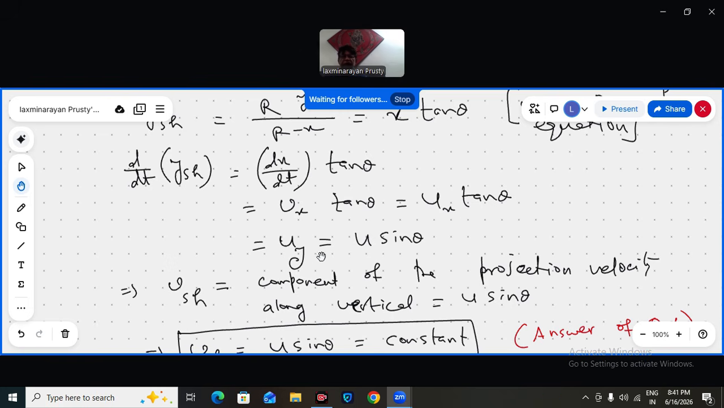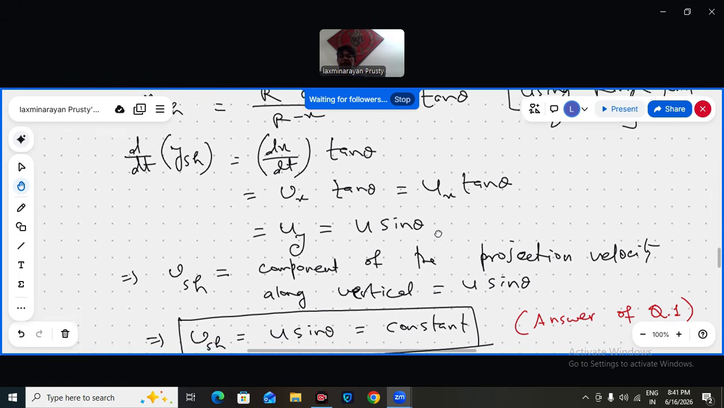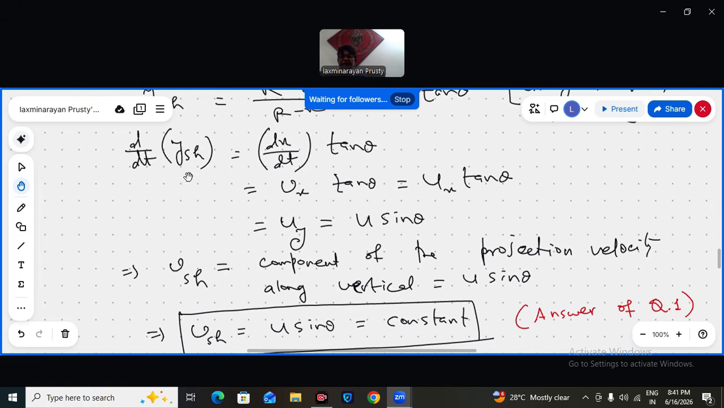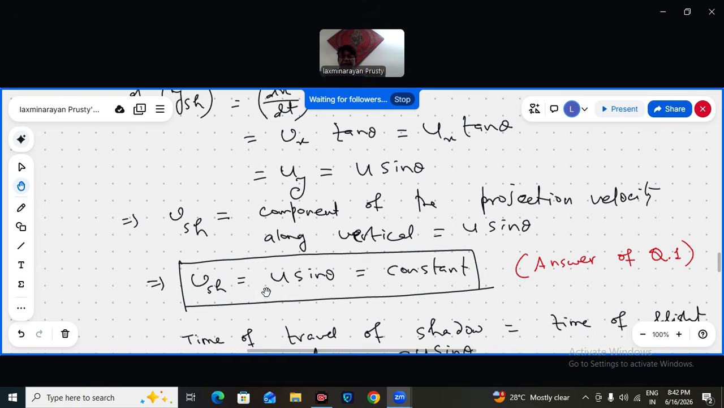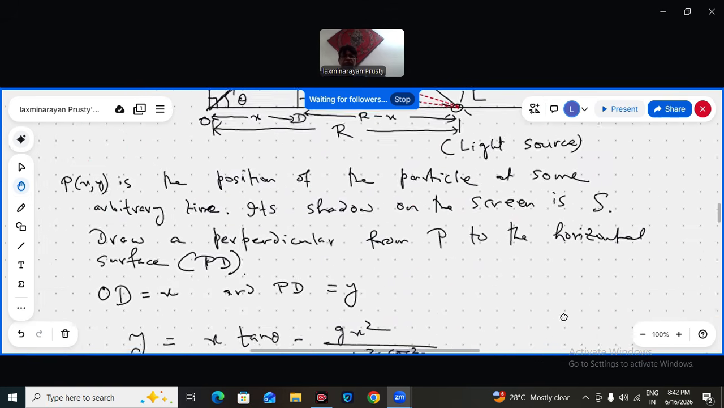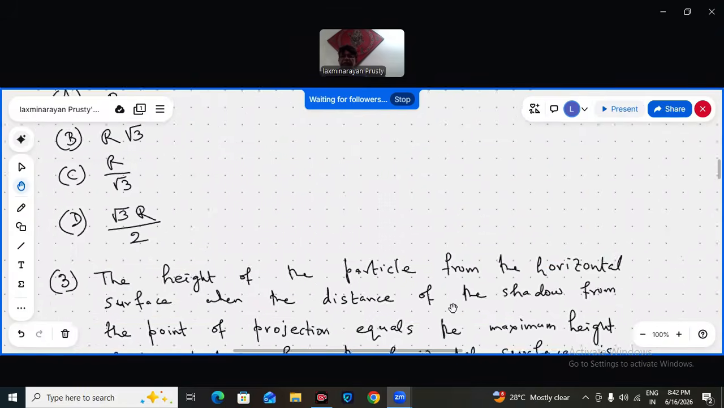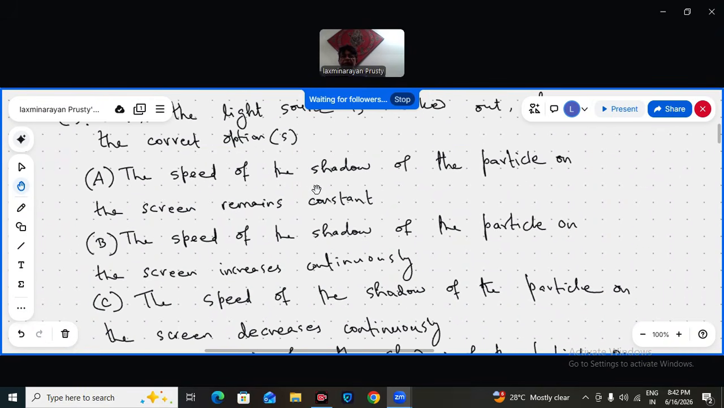But ux tan theta is uy, so u sin theta. So vsh, dy by dt, is the component of projection velocity along the vertical, that is u sin theta. U is a constant, theta is the projection angle, constant, so vsh must be constant. It is neither increasing nor decreasing. So the answer to question number 1 is 1a, that is constant. The speed of the shadow remains constant, that is correct option A.